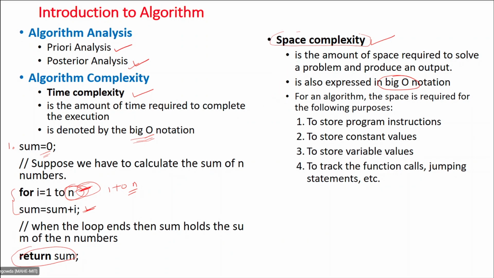For any given algorithm, space is required for the following purposes. The first one is to store the program instructions, whatever instructions you are writing to solve the given problem. Your algorithm may also use some constant values, so you require some memory space to store them. Then to store the variable values, you require some space for the variables, and also to track the function calls and jumping statements. So for any given algorithm, space is required for these four things.